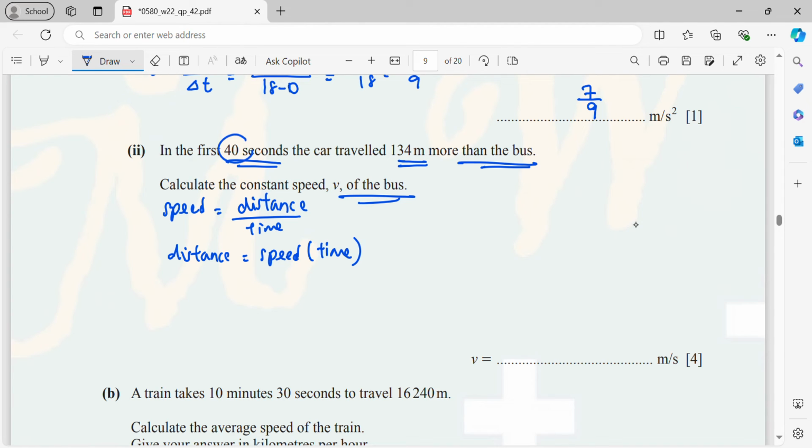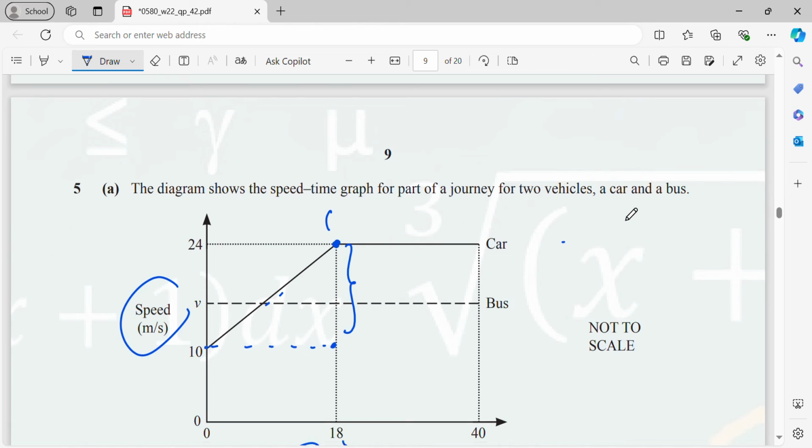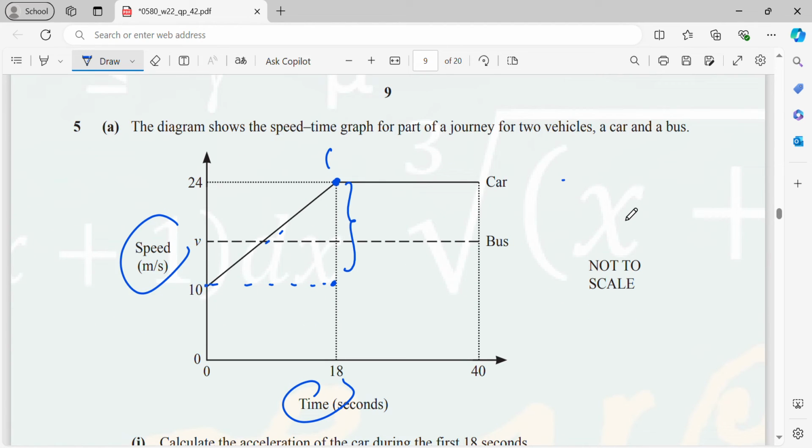So for the first 40 seconds, speed and time is basically the area under the curve. Now for the car, the area under the curve is this trapezium. For a trapezium, the area is the parallel sides you sum together. Here is 24, this is 10, and the difference here is 18.